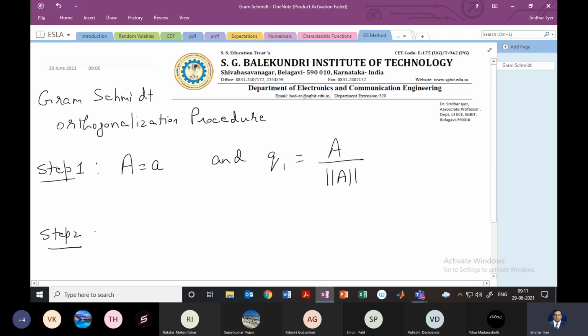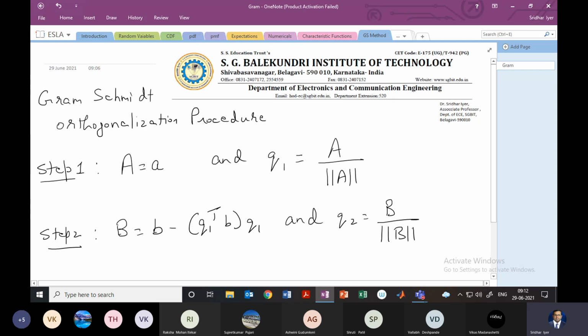In step number 2, we'll calculate B, and that will be given as B. This value B will also be given to us, minus Q1 transpose B Q1. So this capital B here is nothing but the projection. We are calculating the projection of B on A, and we are getting Q1 from the step on top. So this capital B, which I have just written, is basically the projection. And then we'll also calculate Q2, which will be B divided by the length of B.